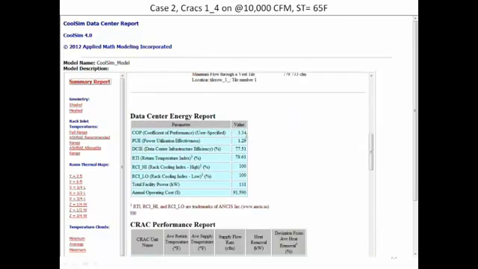So the coefficient of performance is now 3.34. Nice. My PUE 1.29. That's pretty nice. 1.2 is excellent. I'm sorry, RCI high 100%, RCI low 100%, RTI in this case 78%.